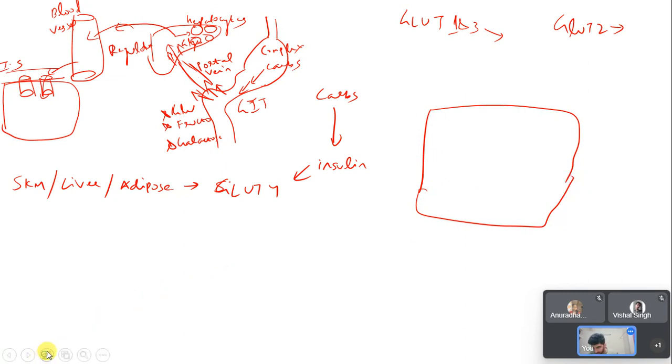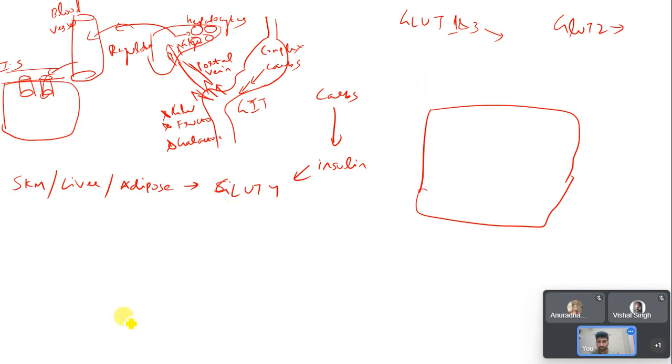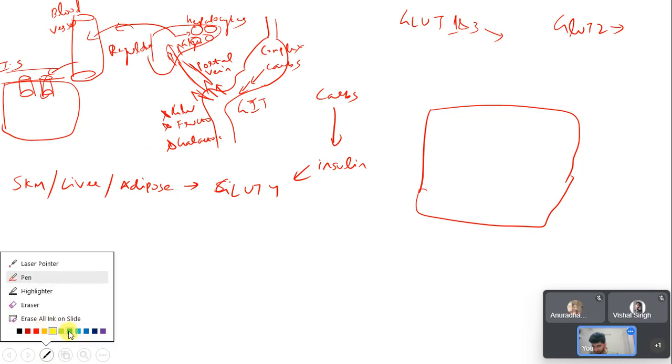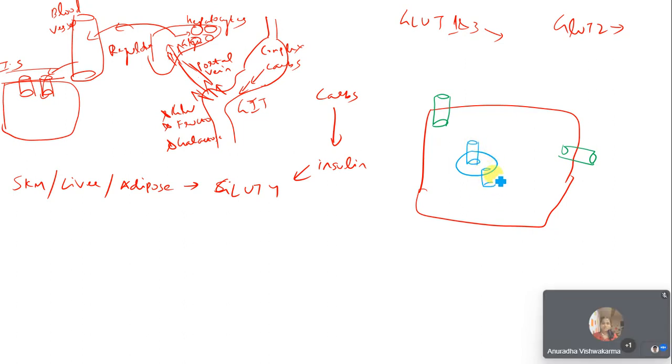If this is a cell, as I told you, GLUT1 and 3 are commonly present, so every other cell will have them. Normally in a cell, GLUT4 are a very special type of glucose transporter. They are not in the membrane; they are bound in vesicles inside the cytoplasm. So these are GLUT4, and this is GLUT1 and 3.